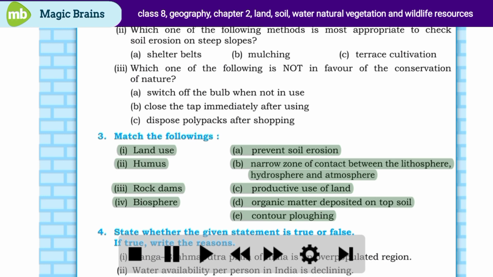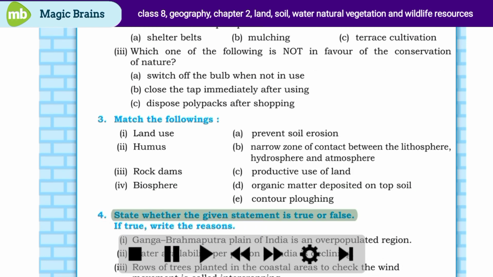Left side column reads Number 1. Land use. Number 2. Humus. Number 3. Rock dams. Number 4. Biosphere. Right side column reads A. Prevent soil erosion. B. Narrow zone of contact between the lithosphere, hydrosphere and atmosphere. C. Productive use of land. D. Organic matter deposited on topsoil. E. Contour plowing.